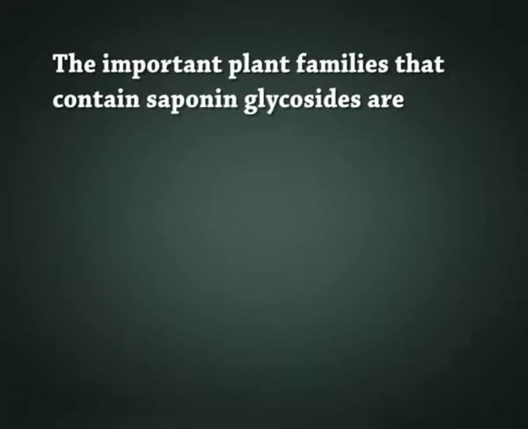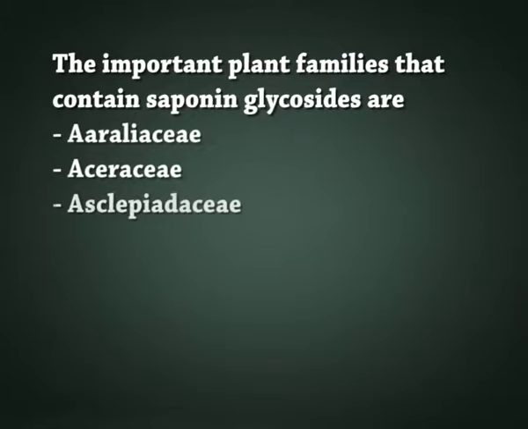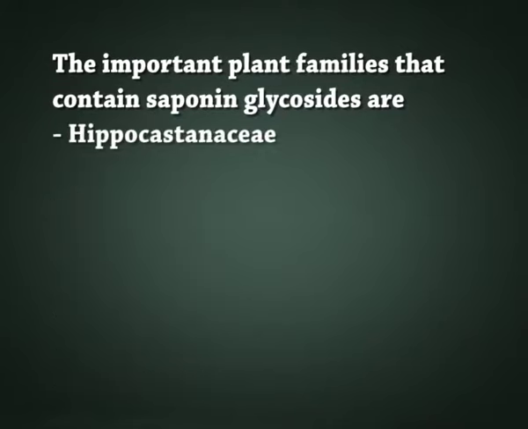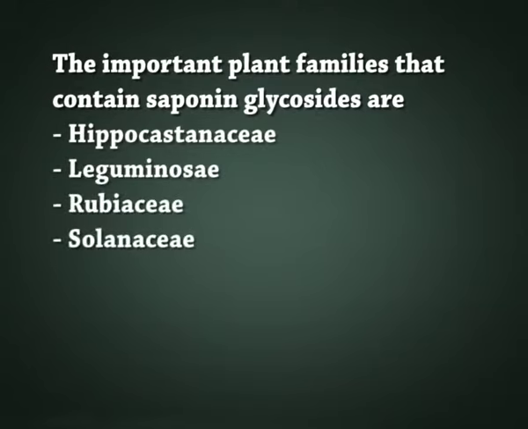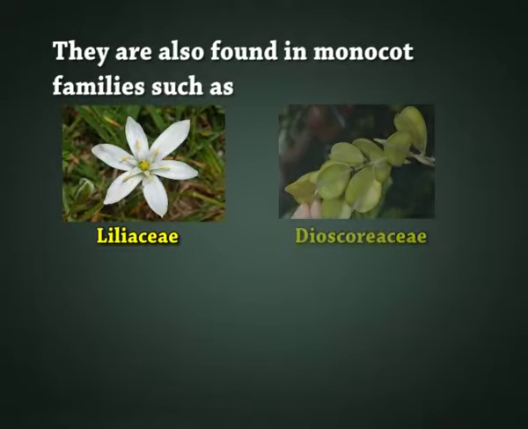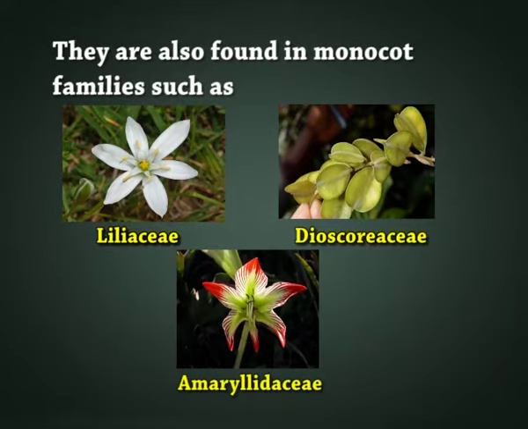The important plant families that contain saponin glycosides are Araliaceae, Aceraceae, Asclepiadaceae, Berberidaceae, Cucurbitaceae, Caryophyllaceae, Compositae, Dioscoreaceae, Hippocastanaceae, Leguminosae, Rubiaceae, Solanaceae, Sapindaceae, and so on. They are also found in monocot families such as Liliaceae, Dioscoreaceae, and Amaryllidaceae.